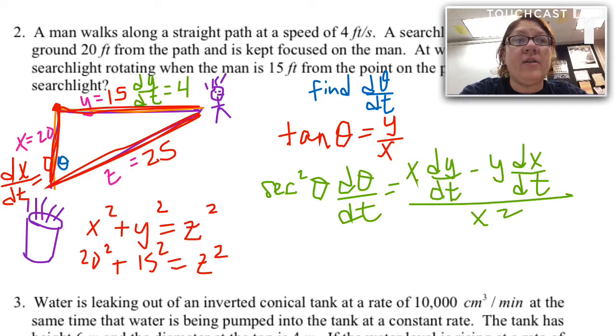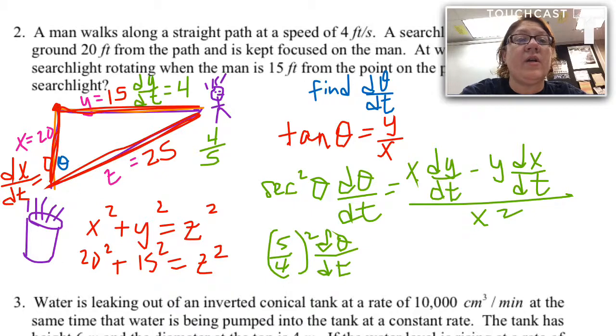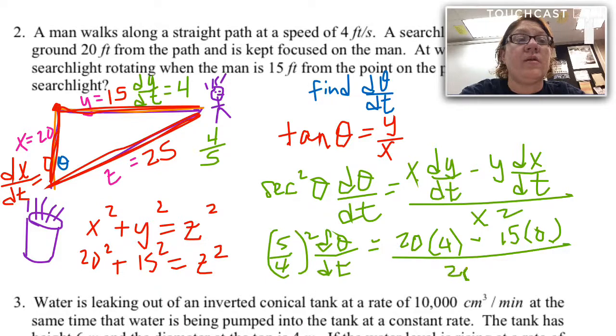And now remember, secant is nothing more than the reciprocal of cosine, so if I took the cosine of theta, I'd have 20 over 25, or 4/5. And so if I flip that, I have 5/4 squared. And then I'm going to start plugging in all the values with my x's and y's. So let's see, I knew x was 20, dy dt was 4, y was 15, dx dt we said was 0, over x squared, which is 20 squared.